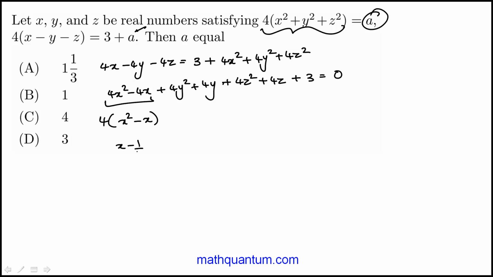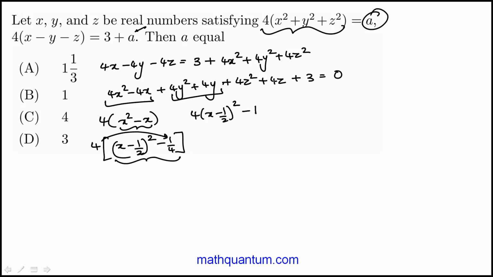So this would be x minus half square. But then you'll get this constant, so I have to subtract 1/4. And you can check. If you expand this, that will be exactly that. So this piece is going to become 4 times x minus half square minus 1, because now I'm distributing that 4.